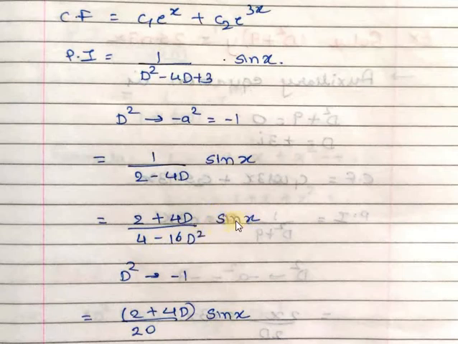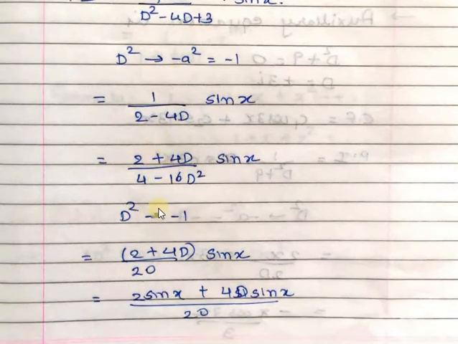Now here again, by case 2 of particular integral, we will have to replace D² by −a². What is a? It is 1, so D² is replaced by −1. So here it will be (2 + 4D) divided by 20, because 16 + 4 is 20, into sin x. So this can be written as (2 sin x + 4D sin x) divided by 20.